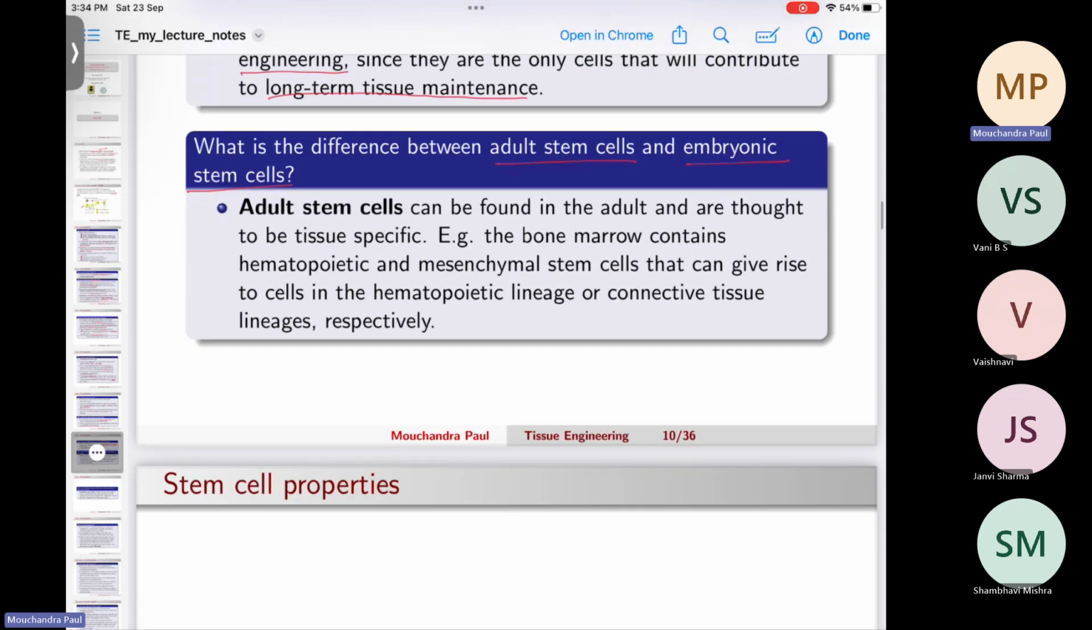So the adult stem cells, they are found in the adult body, okay, and they are thought to be tissue specific. Adult means the baby is born, right? It is outside in the world, and the cells that are there are fixed, right? And inside the tissues, there is a small population of cells. Now these cells will be called the adult stem cells. Like in bone marrow, the hematopoietic stem cells, the mesenchymal stem cells, these are all adult stem cells. Okay.